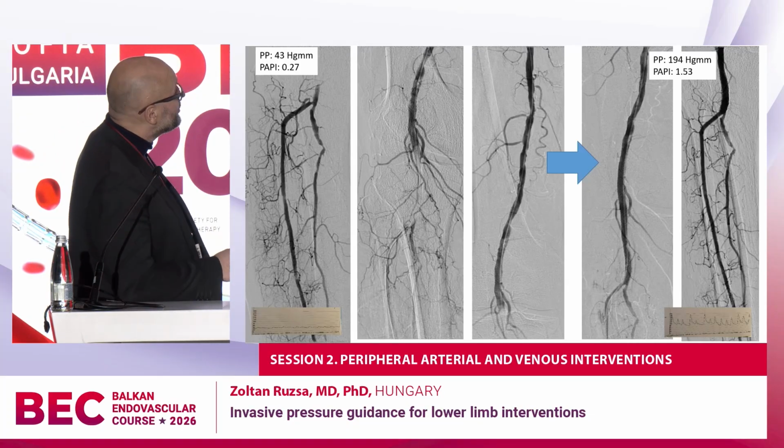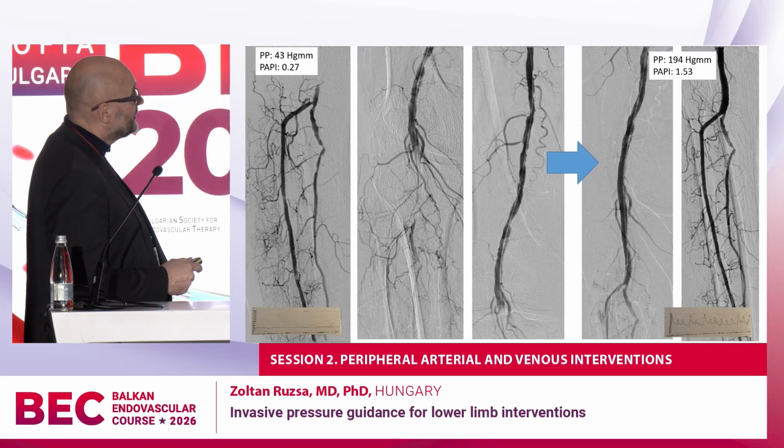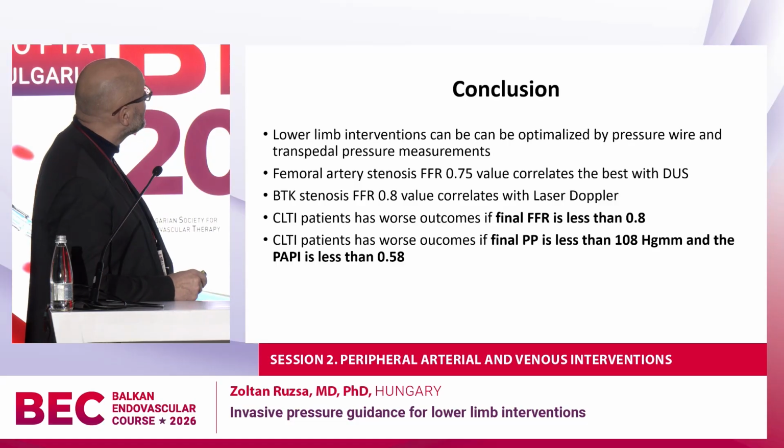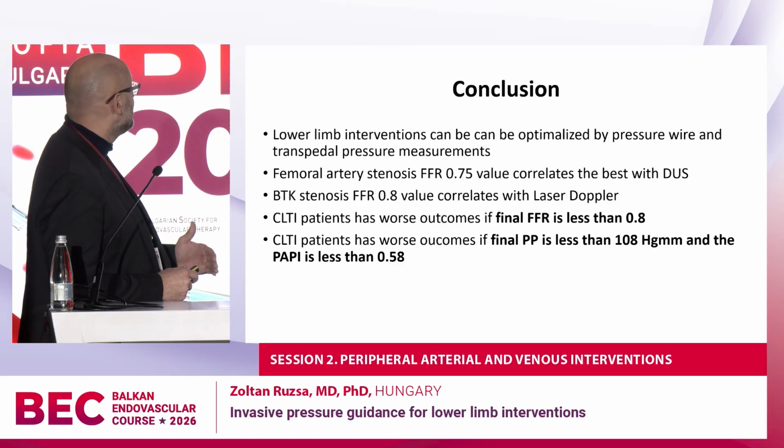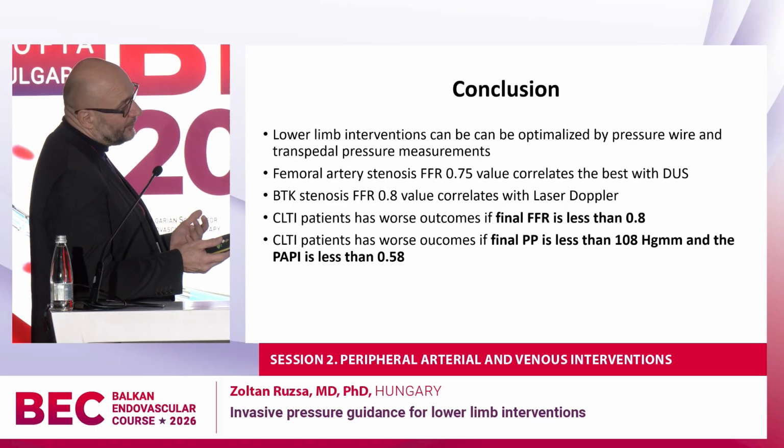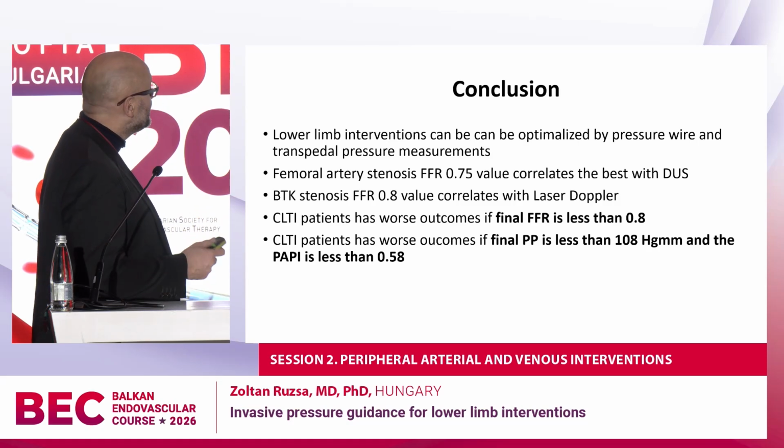So we could improve the distal pressure by 100 mercury during the intervention. So we can say that lower limb intervention can be optimized by pressure wire or transpedal pressure measurements, depending on where you are working, from antegrade or from retrograde.